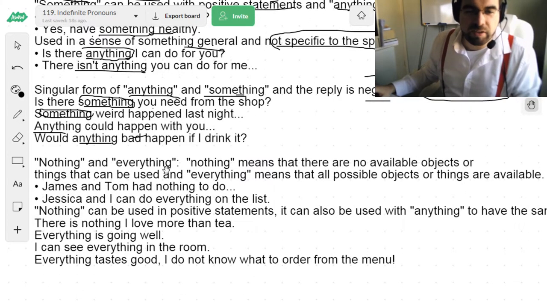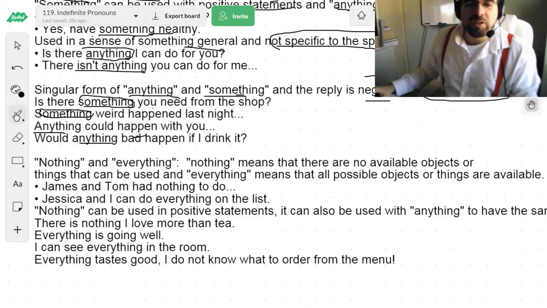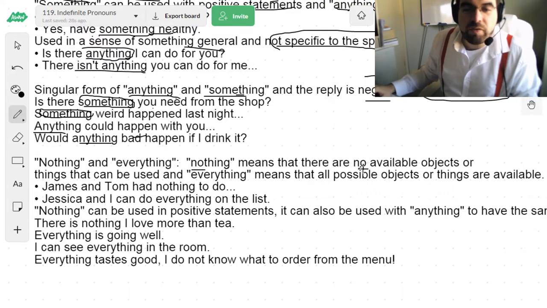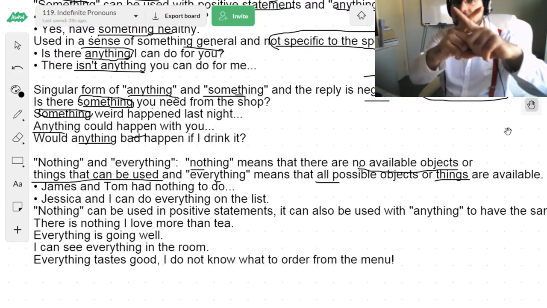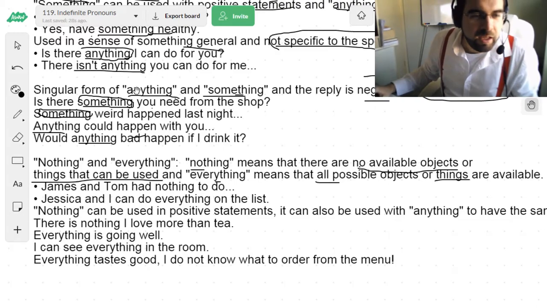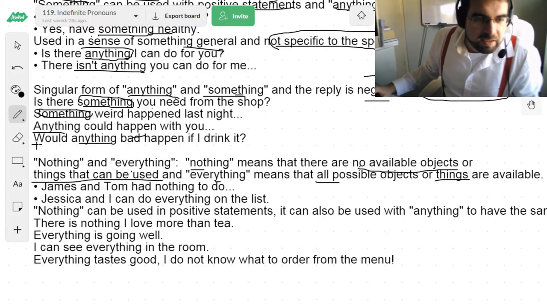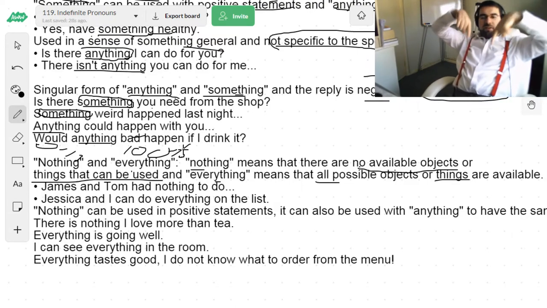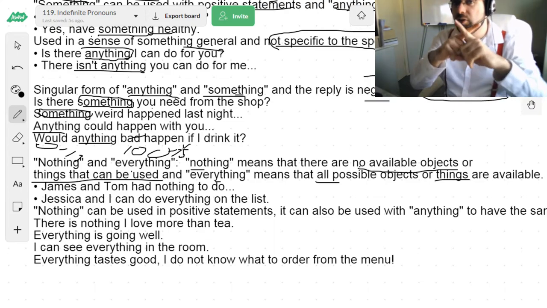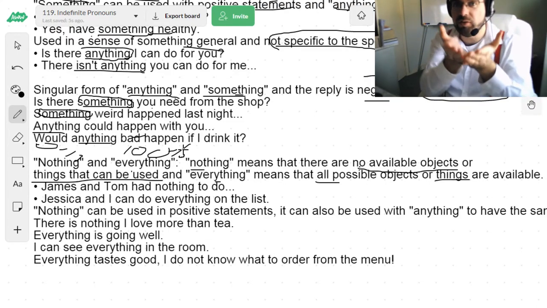Nothing and everything. So nothing means that there's no available objects or things that can be used. And everything means all possible things and objects are available. So nothing is like 0% and everything is like 100%. Everything. I have everything I need right here. I have nothing that you want. Nothing for you. No.